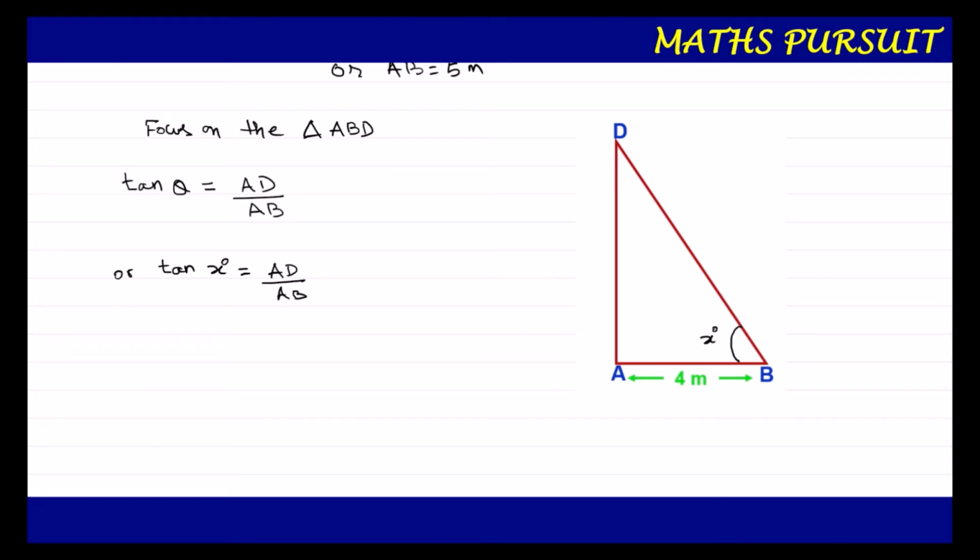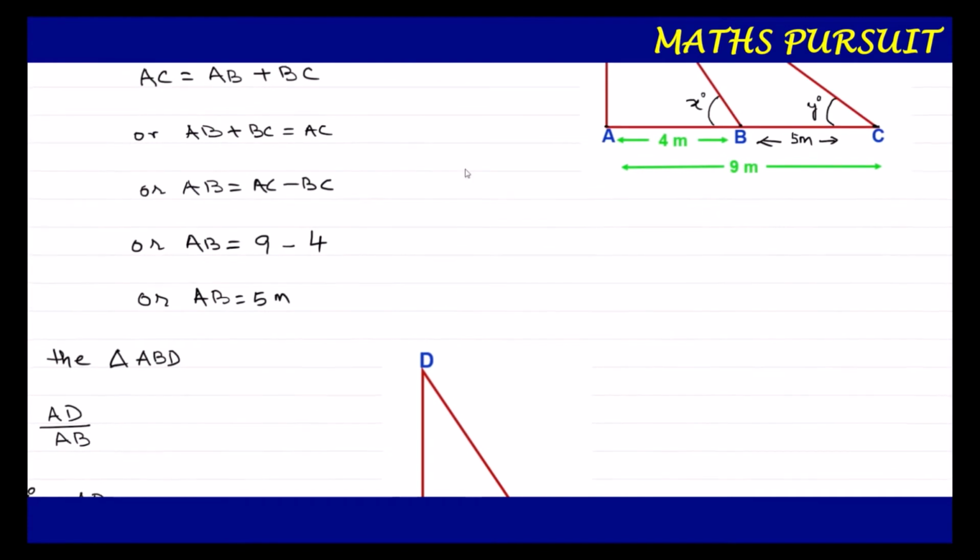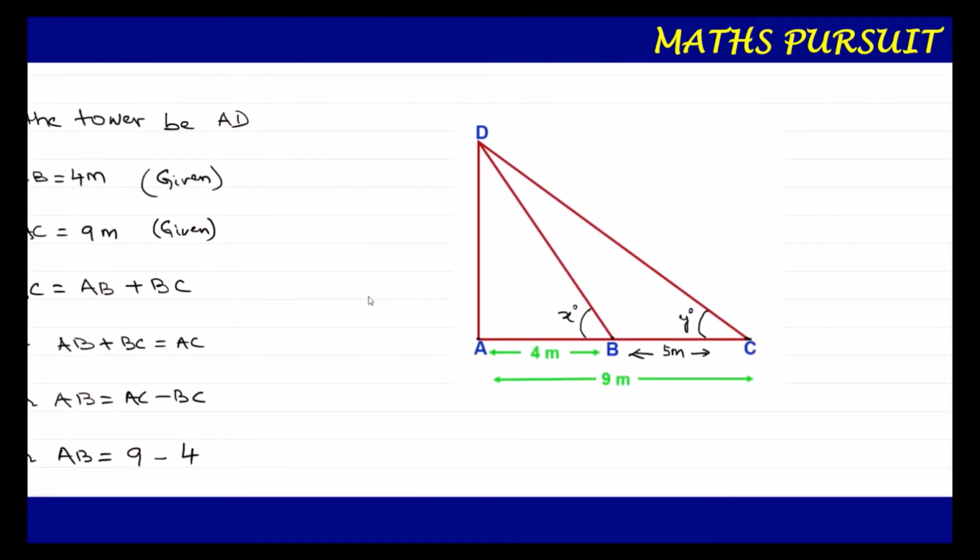So what we got? We got tan x degree is equal to AD upon AB. That means tan x is equal to AD upon AB. AB is 4 meter, so tan x is equal to AD upon 4. Now let us name this one as our equation number 1. Now after focusing our attention on the triangle ABD, let us move towards the other triangle, that is ACD.